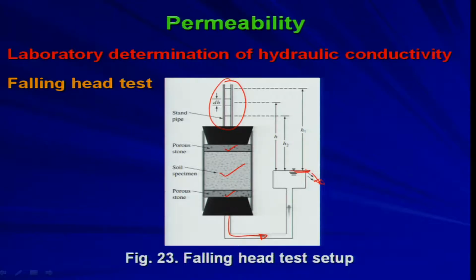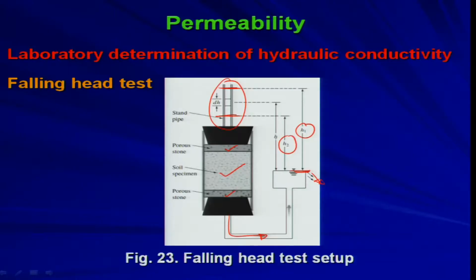Before starting the test, this was your water level, and you are allowing the water level to fall down up to this level. So, small h1 was the level difference between the entry level and the exit level at the start of the test, and at the completion of the test you have h2, that is the head difference between the entry level and the exit level.